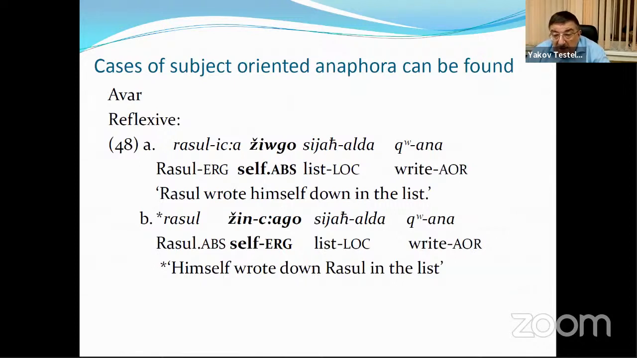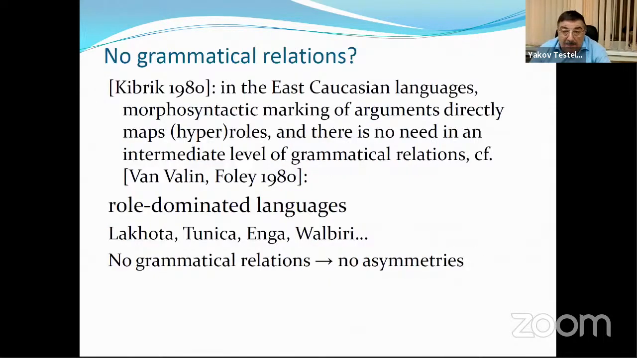Morphologically, it's possible to have the reflexive pronoun in negative, but 48b is ungrammatical. So Kibrick's theory was that there are no grammatical relations in East Caucasian. In the East Caucasian languages, morphosyntactic marking of arguments directly maps roles or hyperroles, larger clusters of semantic or thematic roles. And there is no need for an intermediate level of grammatical relations.